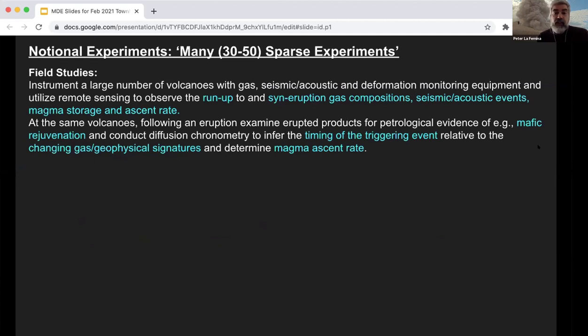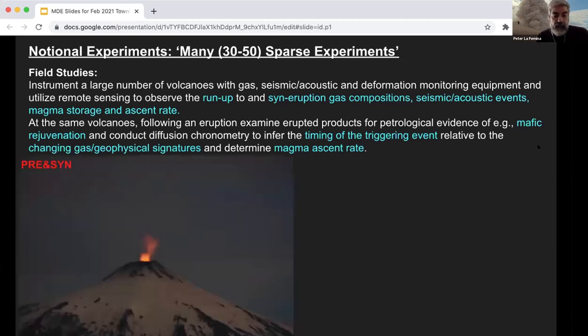In addition, bring in the latest in remote sensing capabilities. I think many of us are looking forward to the NASA NISAR mission for looking at radar data globally, as well as the existing data sets. But there's also a whole suite of other remote sensing observations that we could tie to this. And the goal here is to observe the run-up and syneruptive processes that are occurring at these many volcanic systems.